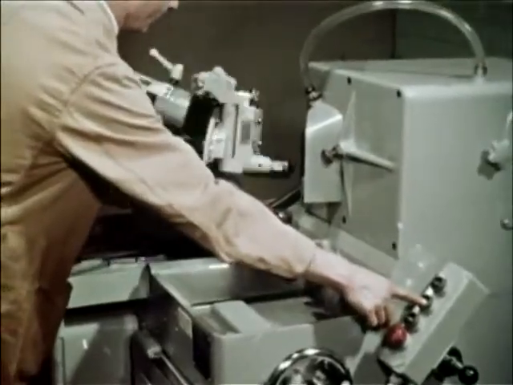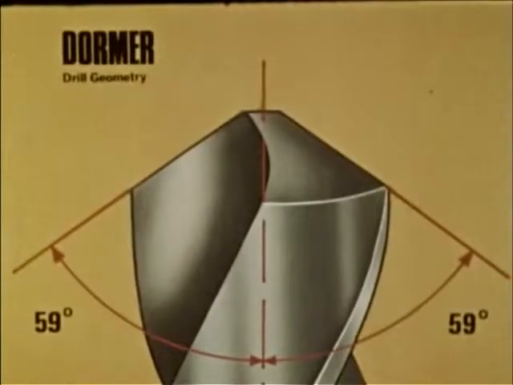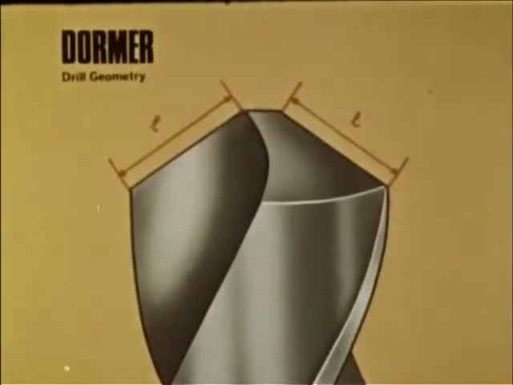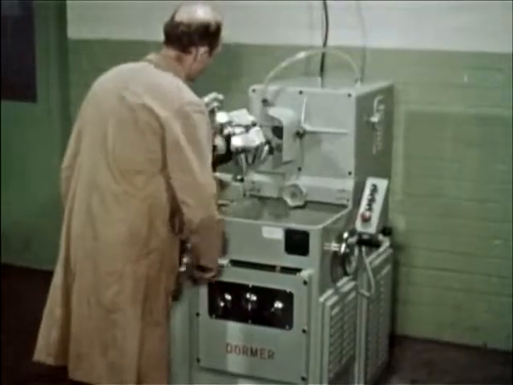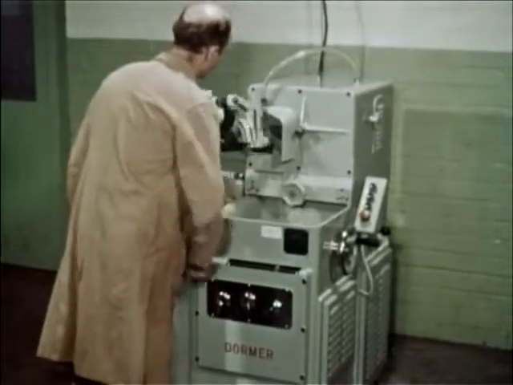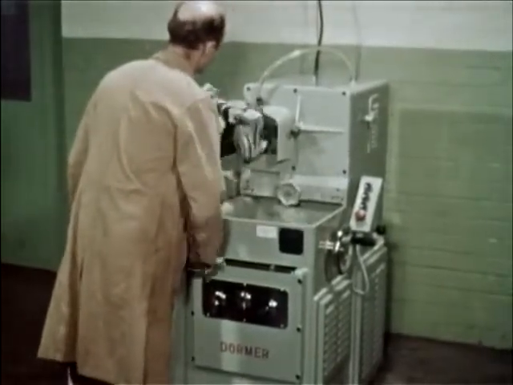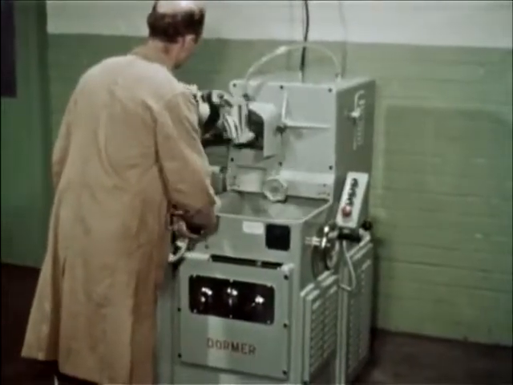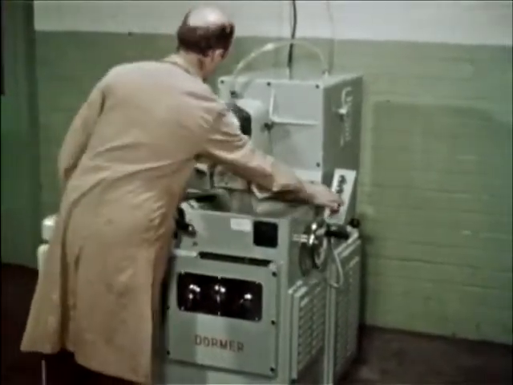A machine ground point is always more accurate and therefore more efficient than one ground by hand. It is essential that each cutting lip should be at the same angle to the axis of the drill, and that they should be of equal length. This means that there will be no difference in relative lip height. Each lip will then remove the same amount of material with a balanced cutting action. This Dormer drill sharpening machine automatically produces a perfectly balanced point.